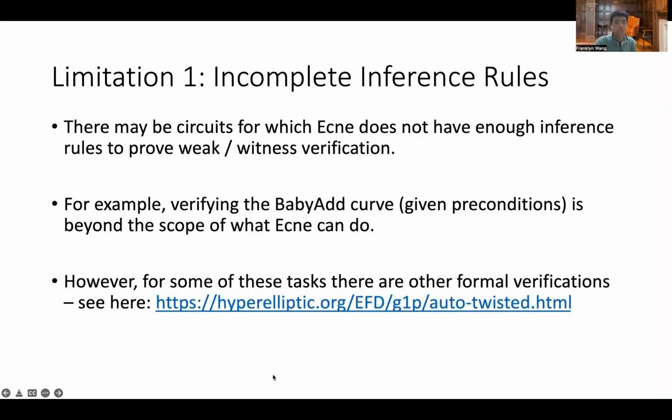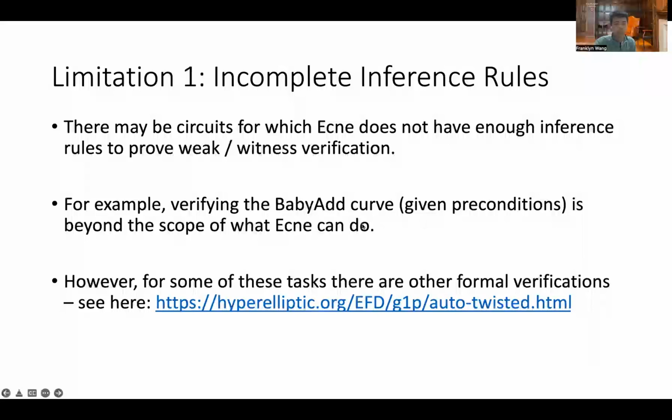So one potential limitation is there are circuits that Ecne might not have the inference rules to prove. Maybe if we add more inference rules like you suggested, we'll be able to prove weak verification and witness verification of more circuits. For example, we might want to verify the BabyJubjub curve that I mentioned earlier, given the preconditions that are needed to make the division by zero not happen. But this is far beyond the scope of what Ecne can do, because Ecne can only really run relatively simple inference rules on small sets of equations.